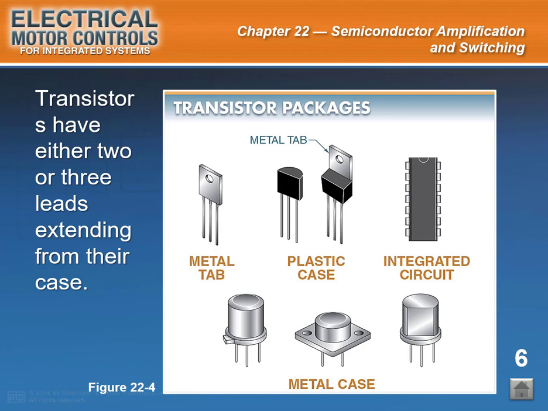Slide Caption. Transistors have either 2 or 3 leads extending from their case. See Figure 22-4. These case packages are accepted industry-wide regardless of manufacturer. When a transistor with a specific shape must be used, a transistor outline known as TO number is used for reference. A popular case is the TO5 package, for instance.